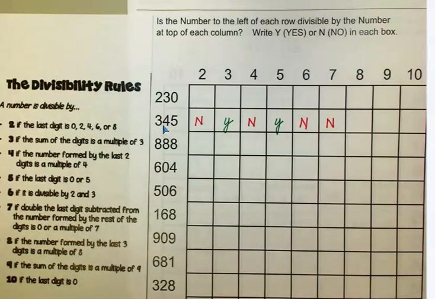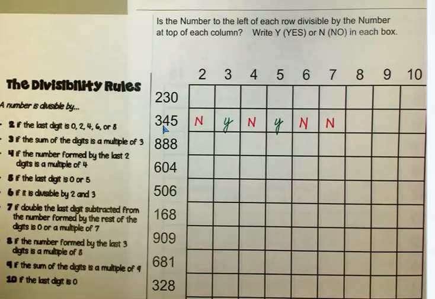345, I know, is not divisible by 8 because anything that's divisible by 8 has to be an even number. I can't think of any odd number that's divisible by 8. So I know that this is not going to be divisible by 8. I can sit there and divide it out too.